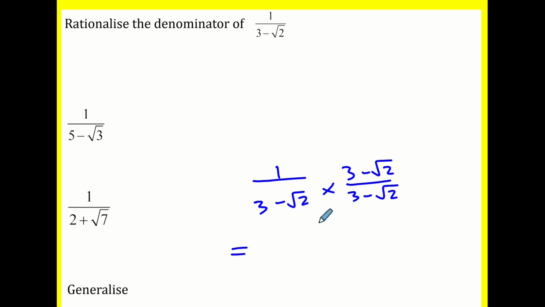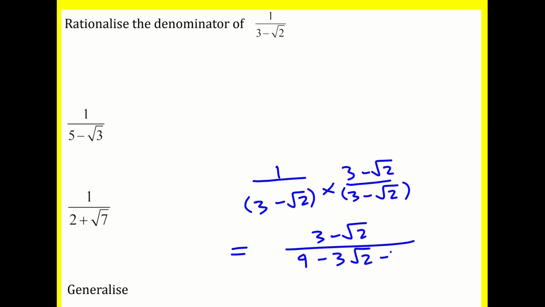Then when you work that out, you're going to get 3 minus root 2 on top when you do that multiplication. Don't forget, you're basically doing a 2 bracket multiplication here, and you're going to get 9 minus 3 root 2 minus 3 root 2 plus 2. And we've still got a surd on the bottom. We've not actually rationalized it. So this doesn't work.